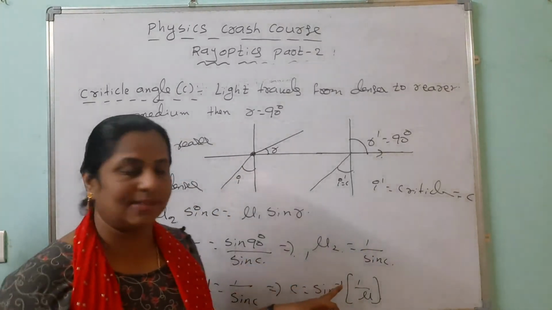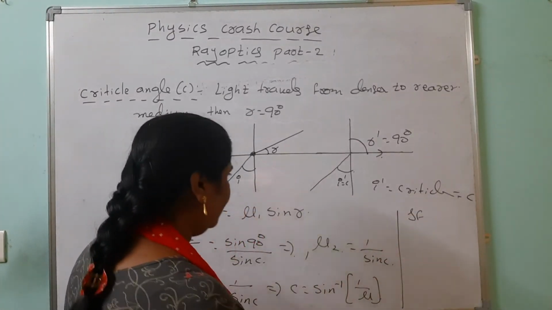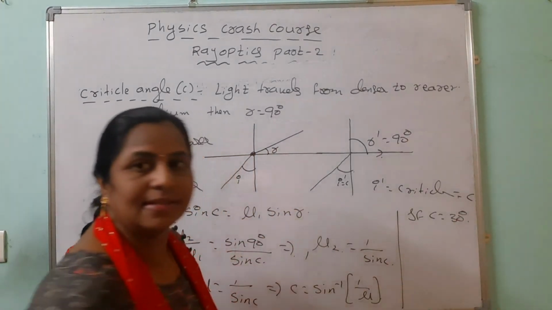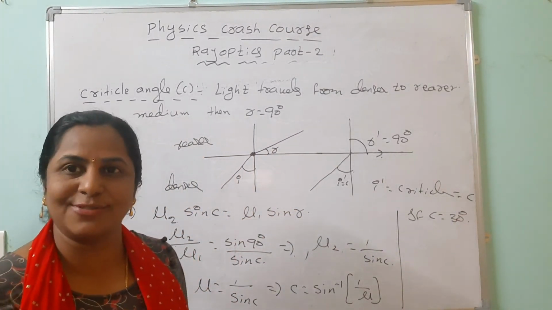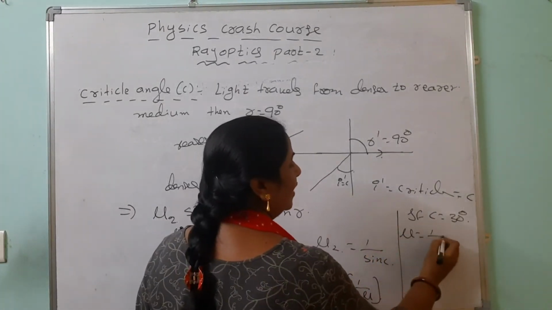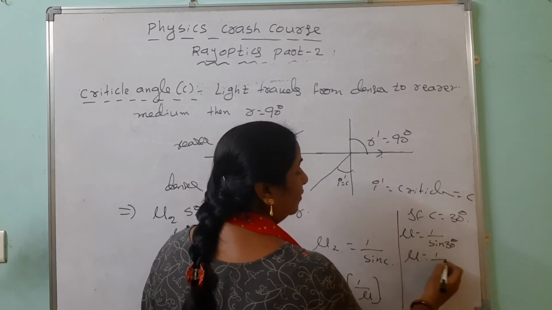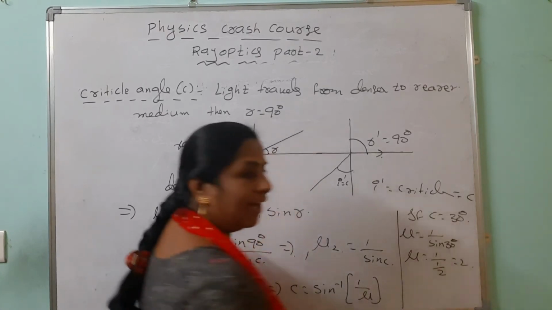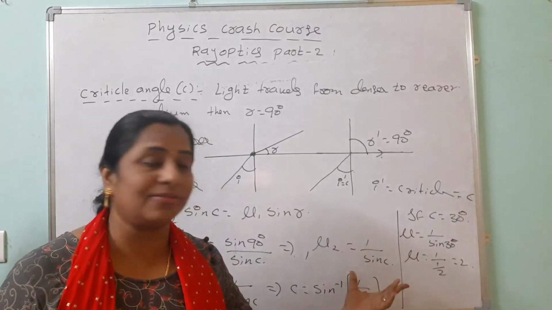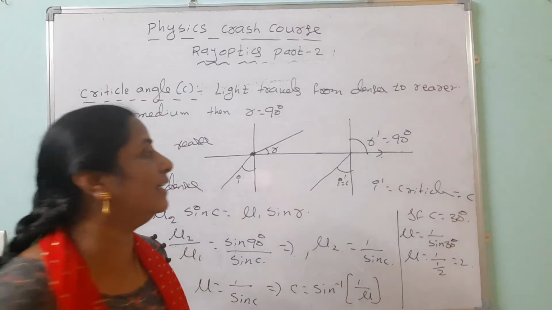We do one problem based on this. Look here. If C equals 30 degrees, the critical angle is 30 degrees, find the refractive index. Just now you know that mu equals 1 by sine C. C value is 30 degrees, sine 30 is 1 by 2, and 1 by 1 by 2 is 2. Refractive index is 2. So if you know the critical angle, we can find the refractive index, and if we know the refractive index, we can find the critical angle.